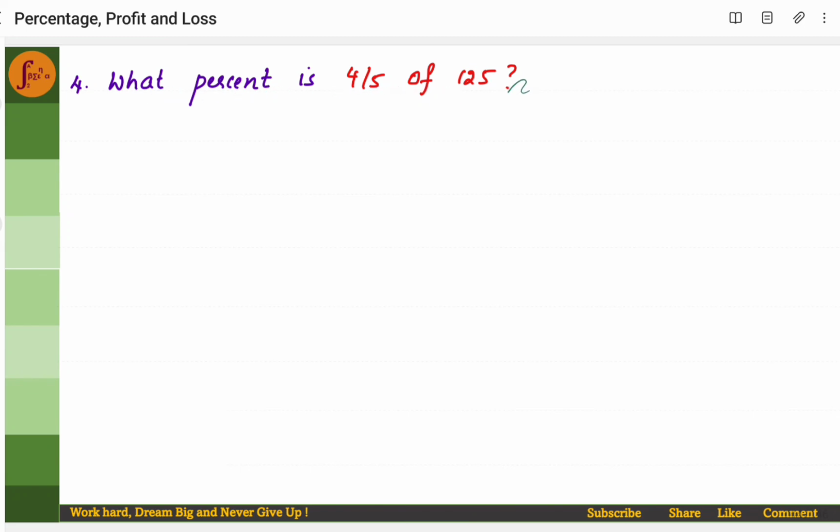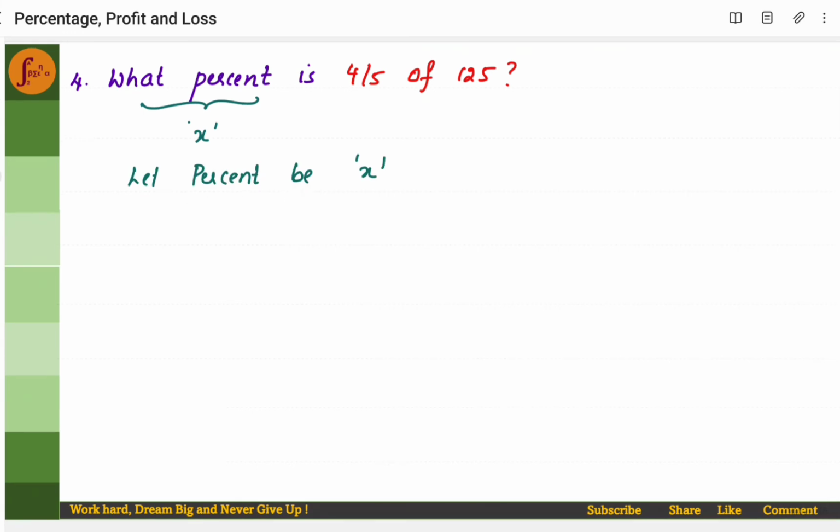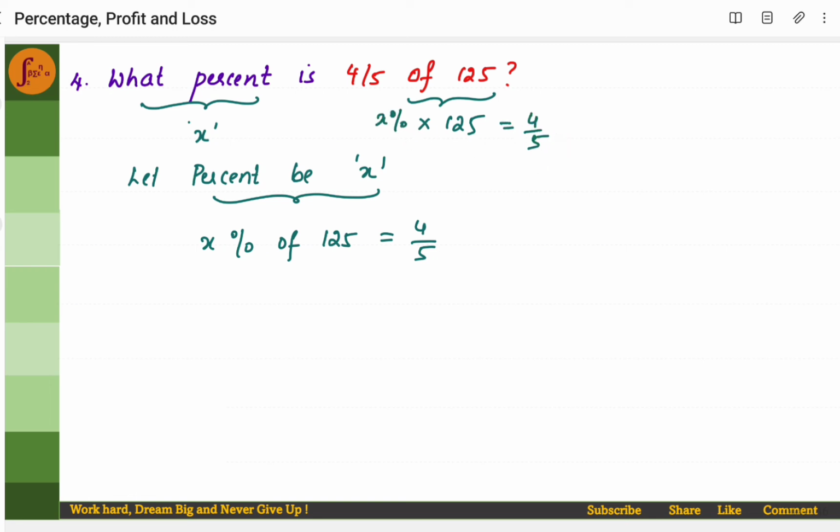Now we'll solve another problem. What percent is 4/5 of 125? Again, we'll assume the percent to be x. Now, x percent of 125 is 4/5. Remember, of means into. So x percent of 125 is 4 by 5, that is, x by 100 into 125 is equal to 4 by 5.